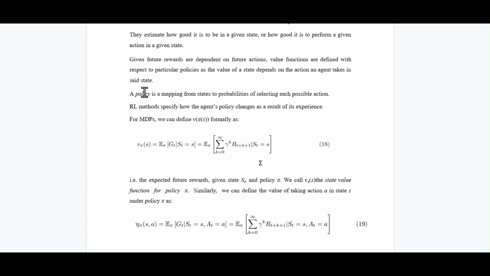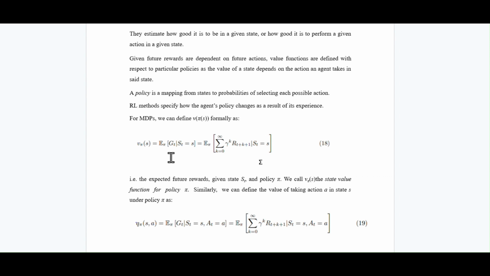State value functions estimate the expected future rewards given a state and a policy, whereas action value functions estimate the expected future rewards given a state, an action and a policy.